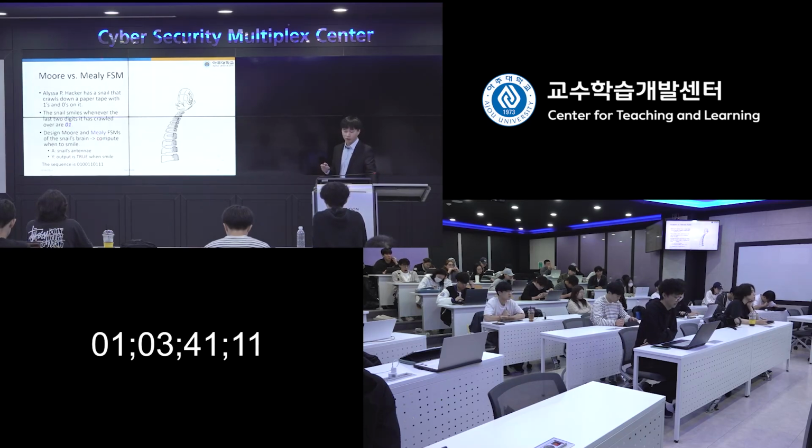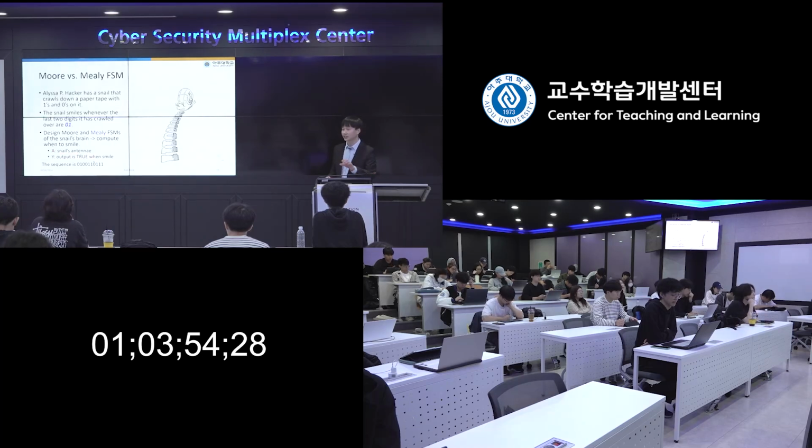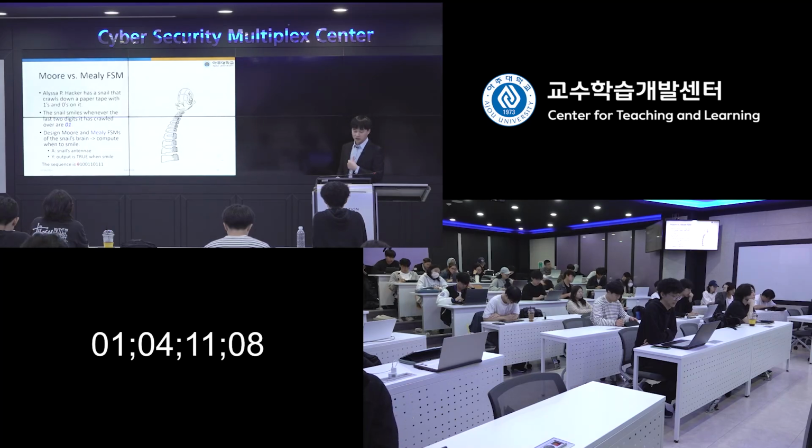To model this kind of problem, we are going to use both Moore and Mealy FSM to build it. So we have the input and the output. The input A is the snail's antenna, a detector. At each step, it will detect a 1-digit number. The output is true, which means it will smile. If false, it doesn't smile. The sample sequence is in this shape. So for this particular problem, how can we use both Moore and Mealy FSM to design it?